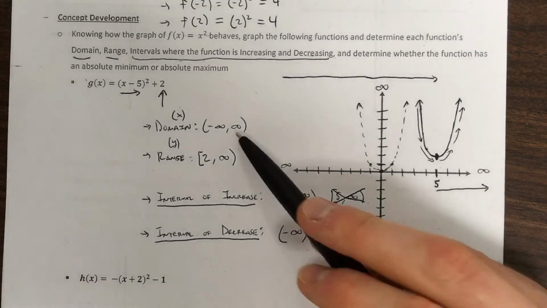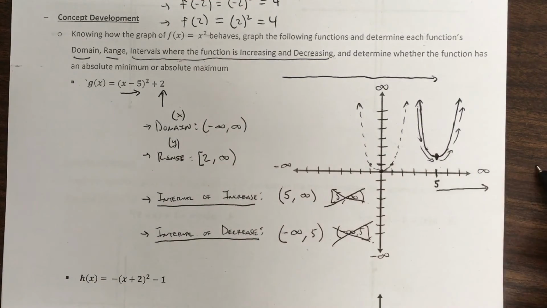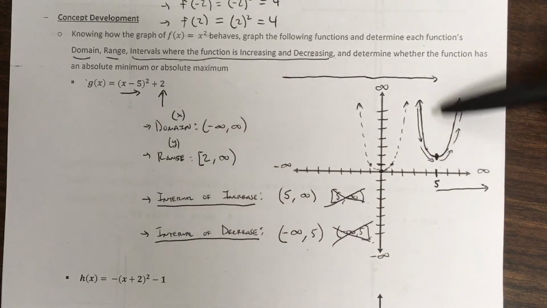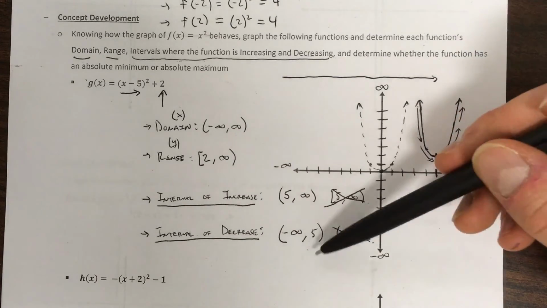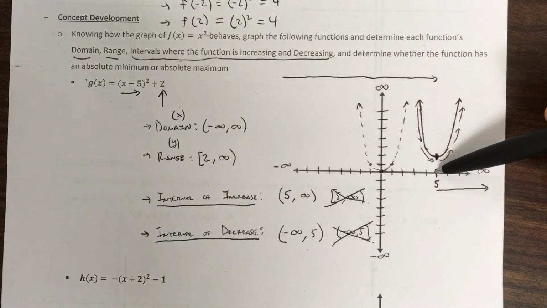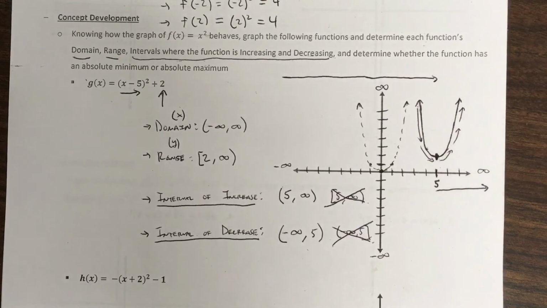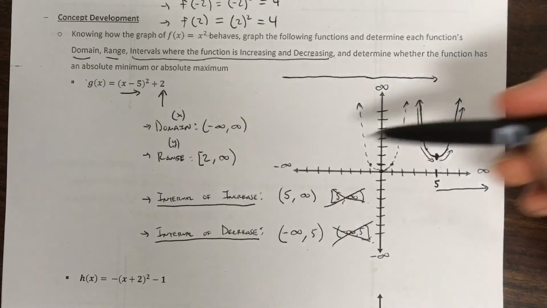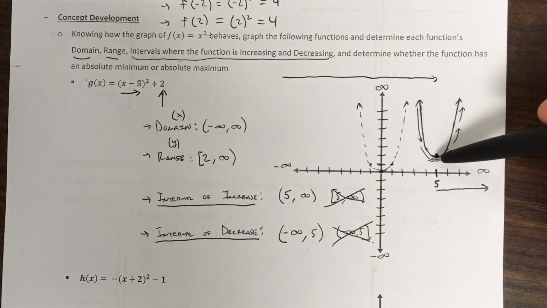So our domain, negative infinity to infinity, because it goes forever in both directions. Range from 2 to infinity. Interval of increase, decrease, which we'll continue to get more practice with. 5 to infinity, because as x goes forward on the x-axis past 5, our function is going up. Negative infinity to 5, because our function is going down.